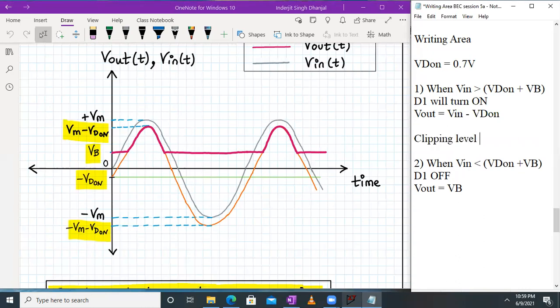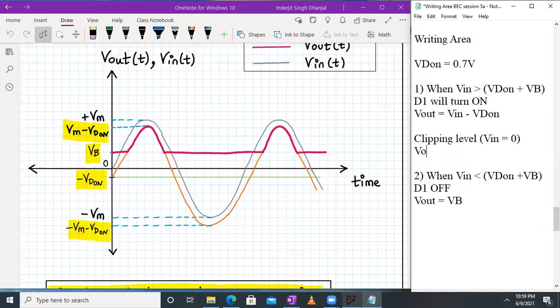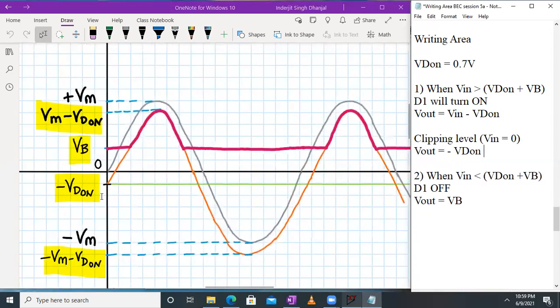Clipping level will be in this above equation if we substitute V in equal to 0. Okay. So if I substitute V in equal to 0, my V out will be what? Minus VD on. My V out will be equal to minus VD on. So minus VD on is my clipping level, and that is around minus 0.7. So it will come in the negative direction over here.